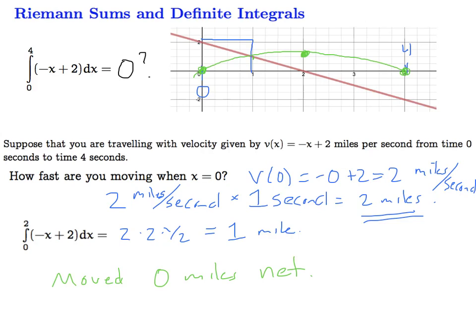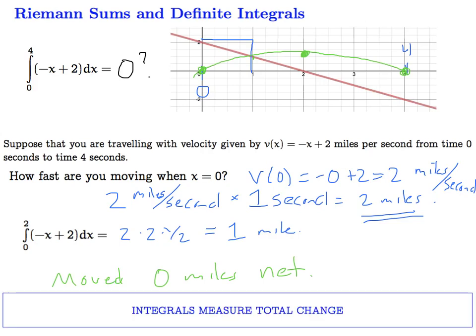So here's a very important idea: integrals measure total change, okay? So this integral of this function, if it's velocity, is not measuring the total distance a person's moved, it's measuring total change. So even though this person has gone out a mile and come back, overall, net, they're back where they started. So this is super, super important. Write this down like 5 times in your notebook, please. Integrals measure total change.